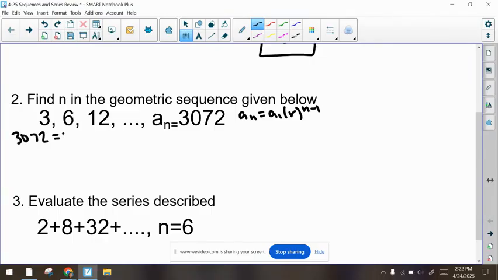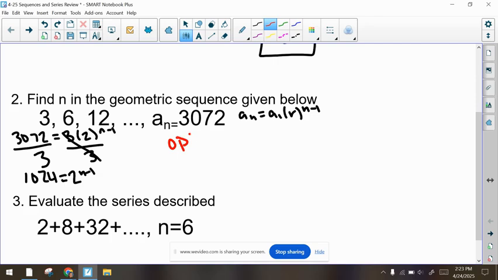3072 equals a sub 1, which is 3, times our common ratio 2, because we're multiplying by 2 every time to get to the next value. And again, I can tell that this is geometric because we're multiplying by something. 3 plus 3 is 6, but this next value would have to be 9 if it's arithmetic. So that's another way we can tell. And then to the n minus 1 power. From here, I'm going to divide both sides by 3. So 3072 divided by 3 gives me 1024 equals 2 to the n minus 1.